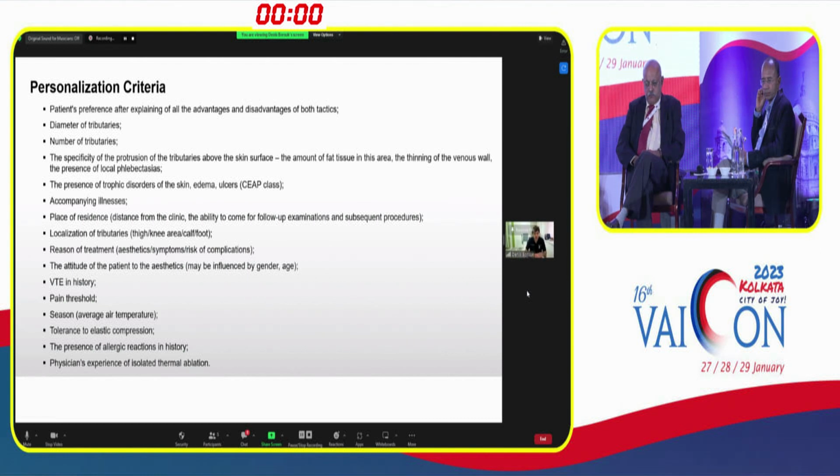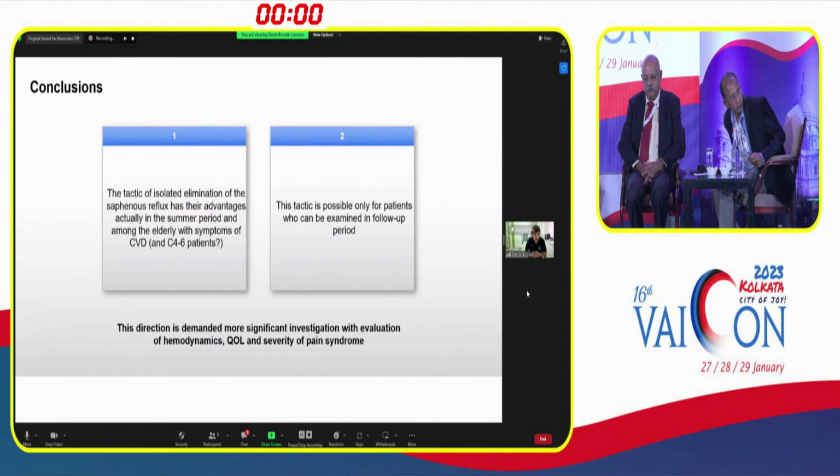Localization of tributaries: knee, thigh, calf, foot. Reason for treatment: aesthetics, symptoms, risk of complications. The attitude of the patients to aesthetics, which may be influenced by gender or age, venous thromboembolism in history, pain threshold, season, average air temperature, and here it's also quite important because we have from 30 degrees below zero to 30 degrees above zero. Tolerance to elastic stockings, the presence of allergic reactions in history, and experience of isolated thermal ablation.